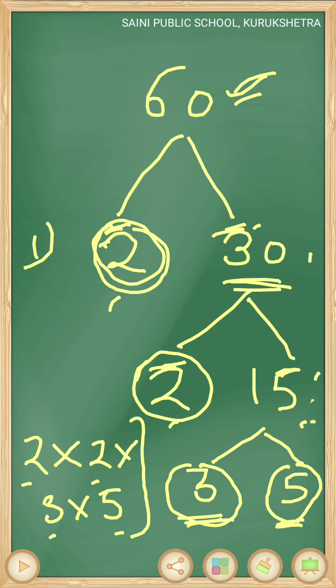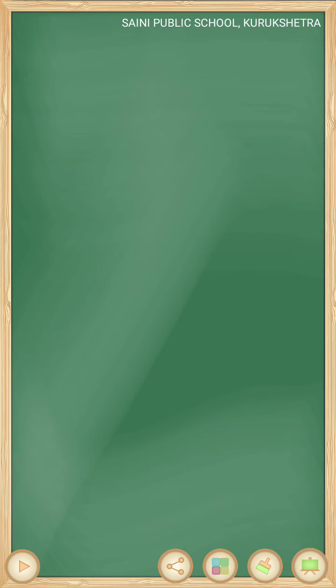2 into 2 into 3 into 5, and you can see the product of these factors gives 60. 2 into 2 is 4, 4 into 3 is 12, 12 into 5 is 60. So these all are factors of 60. Let us discuss one more example in the same way.